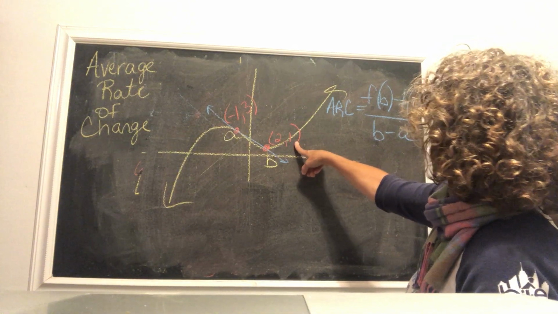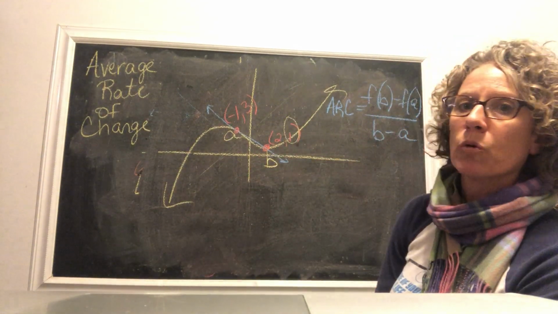Okay, so f(b) is the y-coordinate of the point b, which is 1.